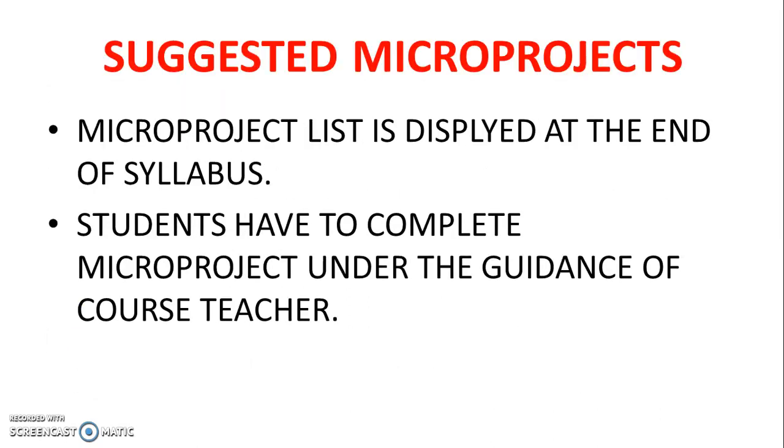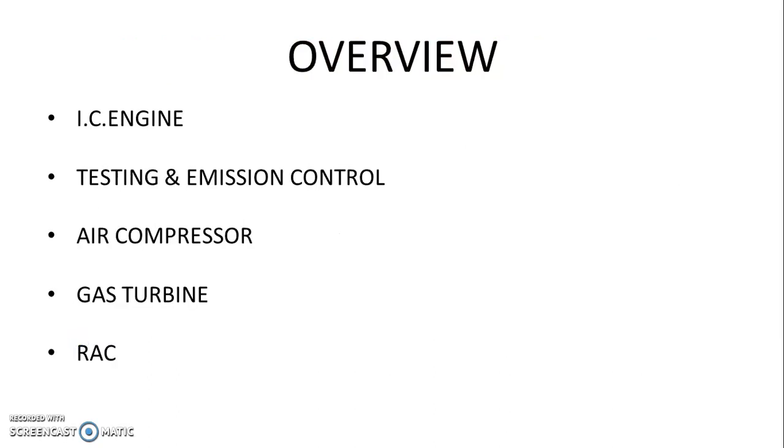Suggested micro projects. Under theory PA head, the 10 marks are allocated for micro projects. So every student individually or maximum in group of 3 students have to complete the micro project. The micro project list is displayed at the end of syllabus. The student have to complete the micro project under the guidance of the course teacher.